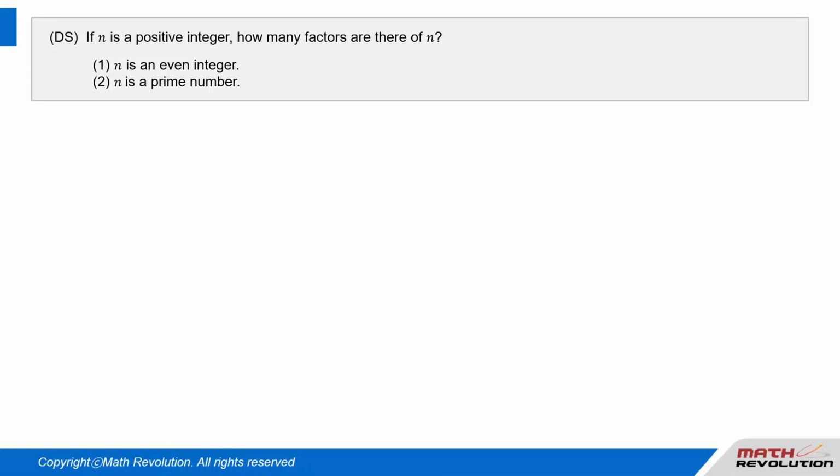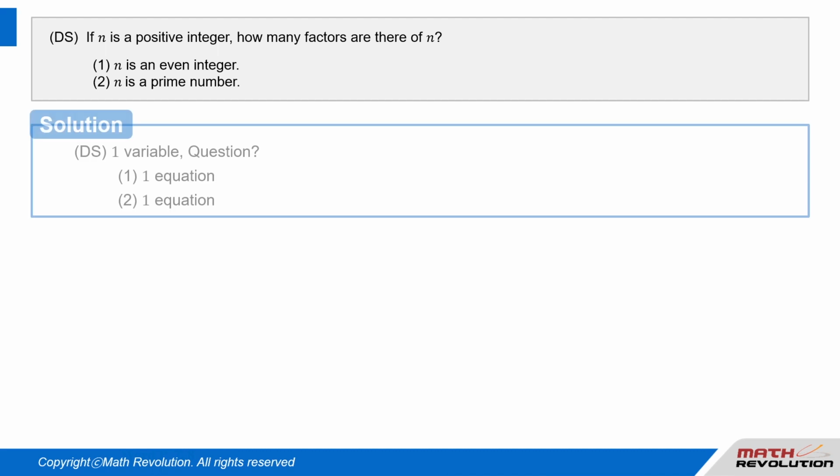Question: DS. If n is a positive integer, how many factors are there of n? Condition 1, n is an even integer. Condition 2, n is a prime number.